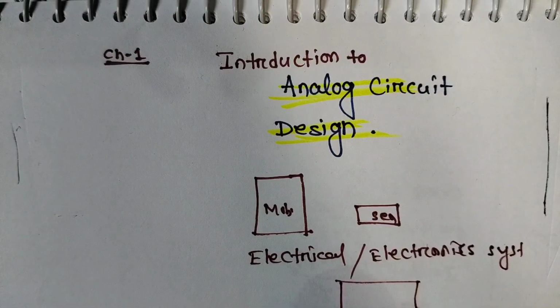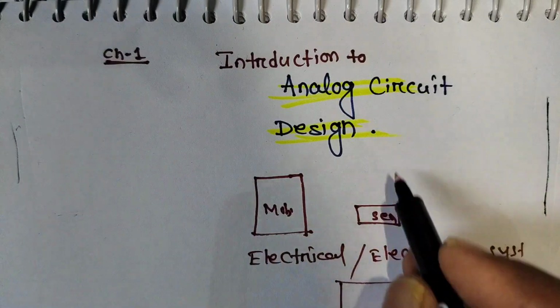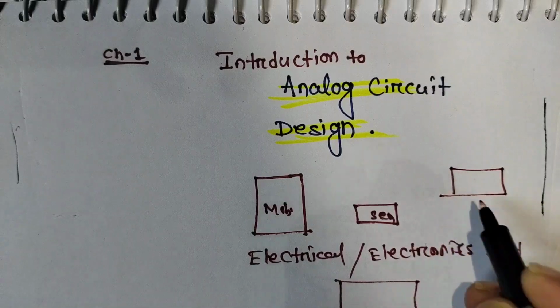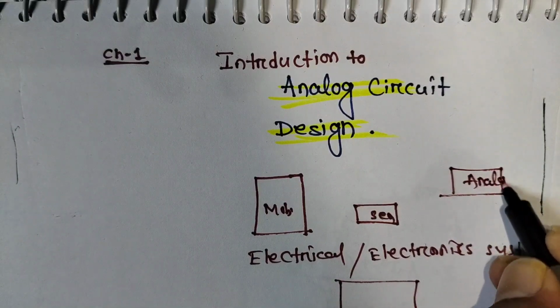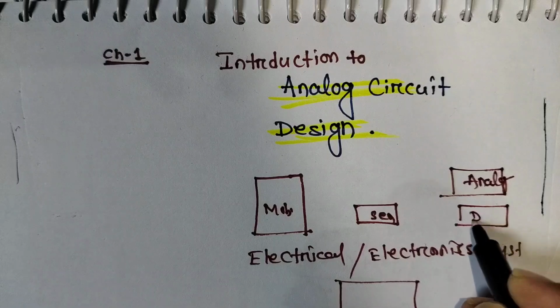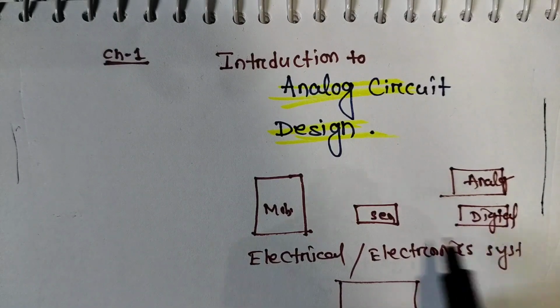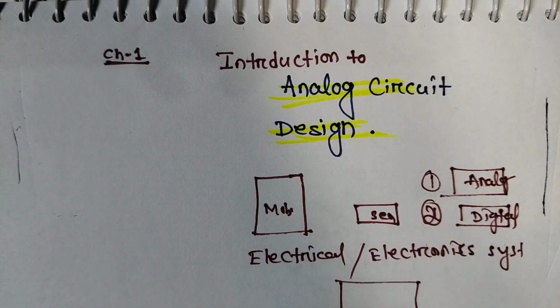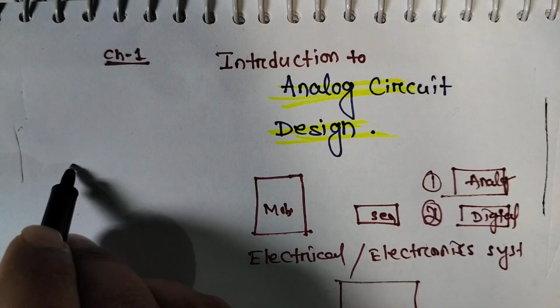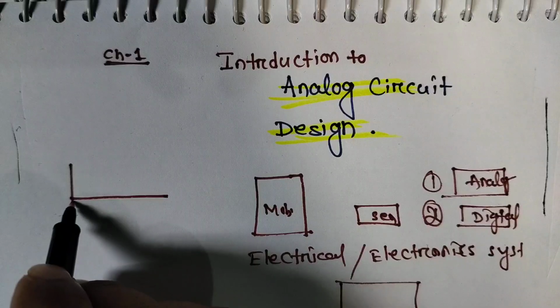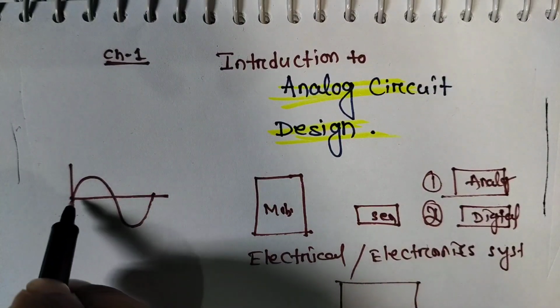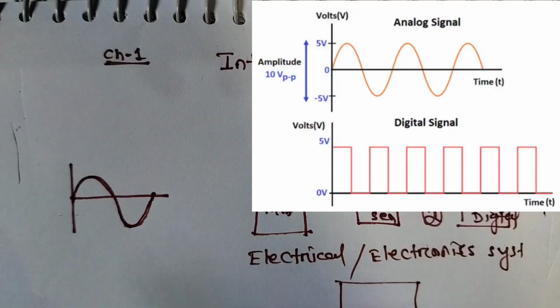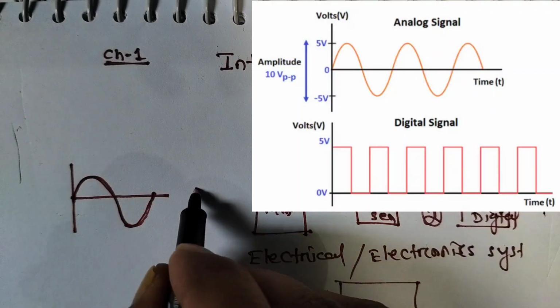Every electronic system basically consists of two things. One is analog and another is digital. Then we know what the analog is and what the digital is. Analog is a continuous signal. With time it is continuously changing. But the digital case is different; this is the analog.